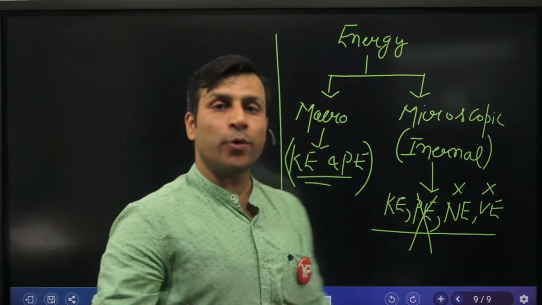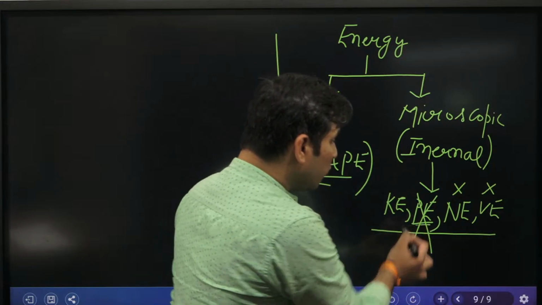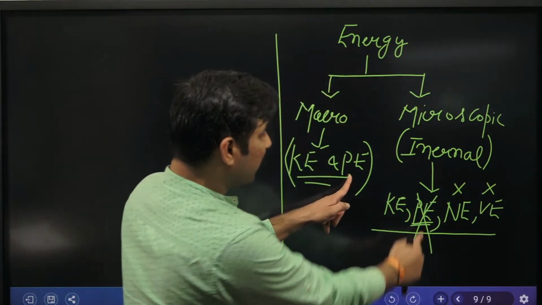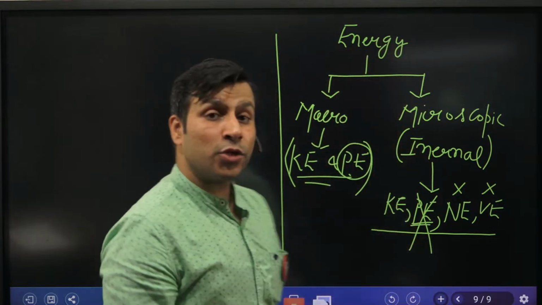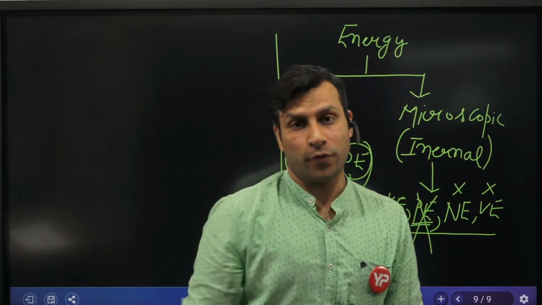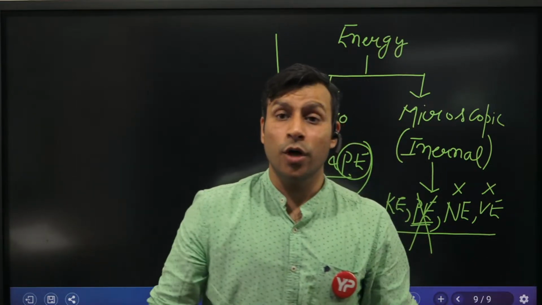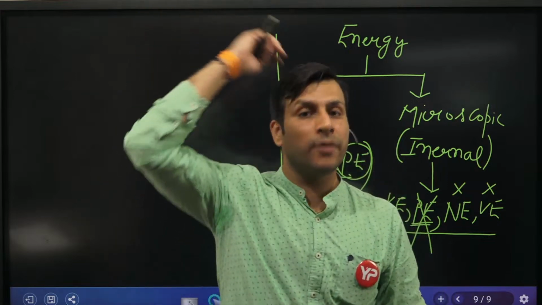Why? Because for ideal gas, the intermolecular force of attraction is zero. There is a difference, guys. This is potential energy due to the position of the body. This potential energy is due to the intermolecular force of attraction. If there is no force of attraction between the molecules, the potential energy will be zero. If the intermolecular force of attraction is high, the potential energy will be high.